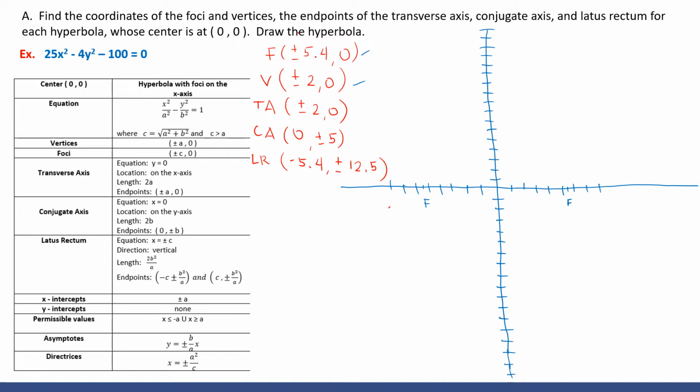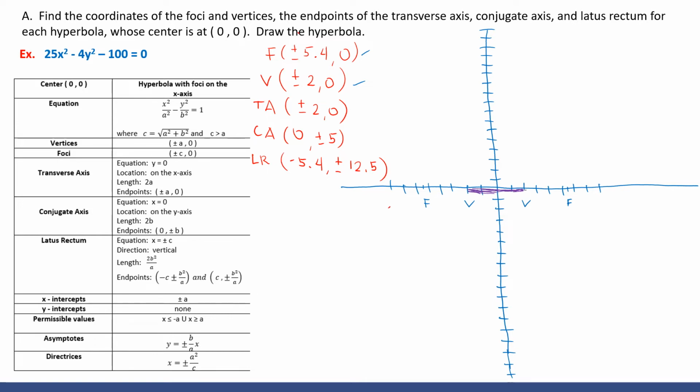Kanan ka ng dalawa. So this will be our vertex. And the other, kaliwa ka ng dalawa from the origin, another vertex. For the length of our endpoints of the transverse axis, plus minus 2, 0. Ibig sabihin, eto lang siya. Hanggang dito lang ang ating magiging transverse axis. Kasi nga, plus minus 2, 0.